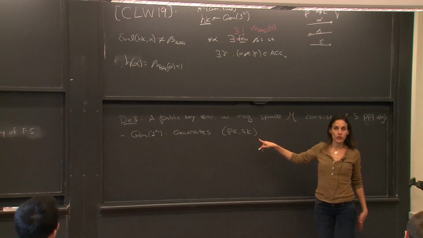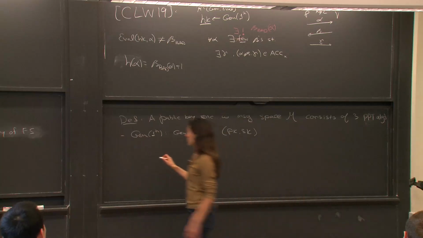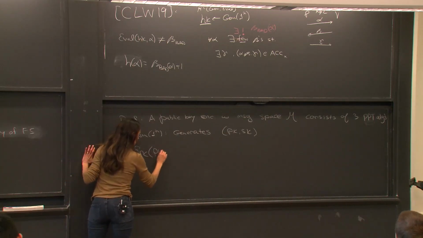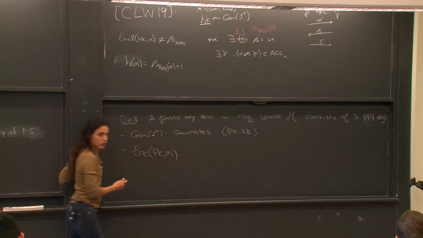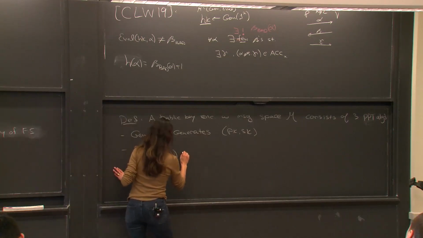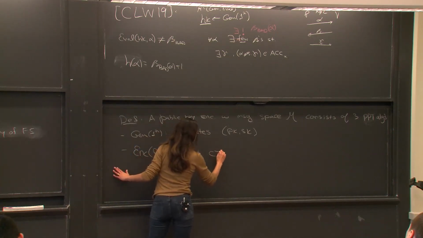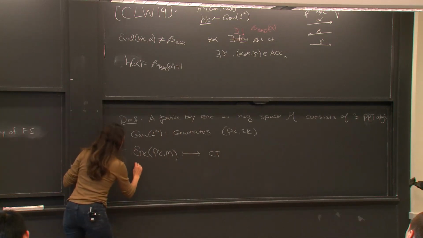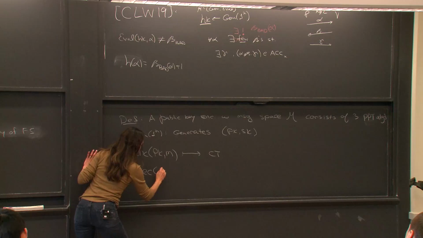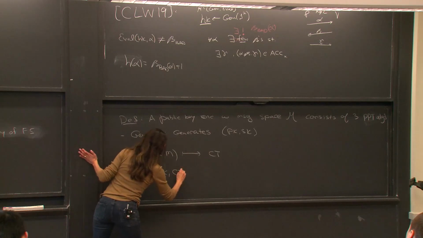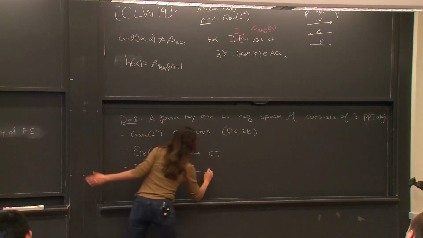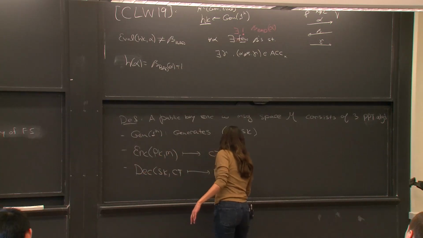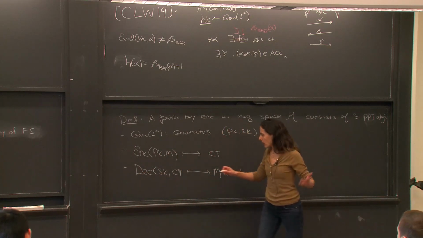The first just generates two keys, a public key and a secret key. The encryption algorithm takes as input a public key and a message from the message space, and it generates a ciphertext from a ciphertext space. And the third algorithm decrypts. It takes a secret key and a ciphertext, and it generates a message in the message space or bot. Namely, I failed. I tried to decrypt, but I failed.